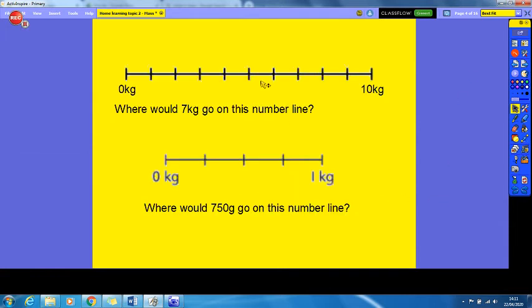So, I've got 2 questions for you to have a go at here. Okay, so we'll just start with the first one. Where would 7 kilograms go on this number line? Please pause the video and see if you can find out where 7 kilograms would go.